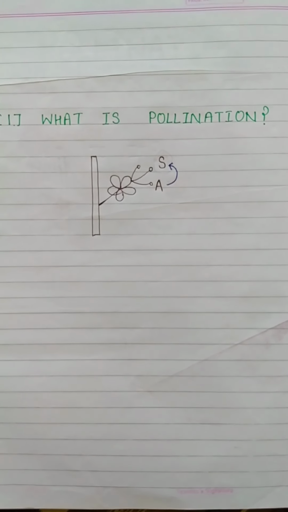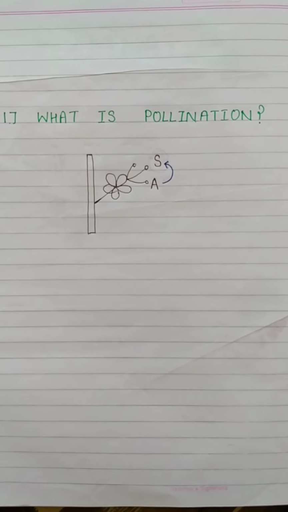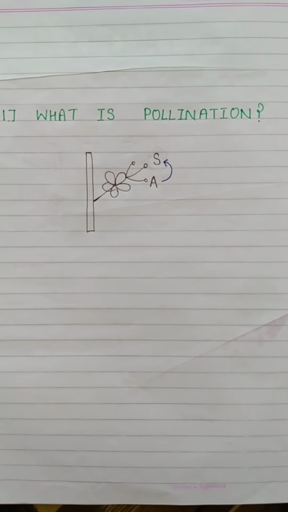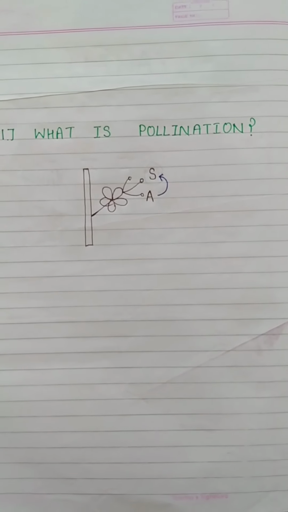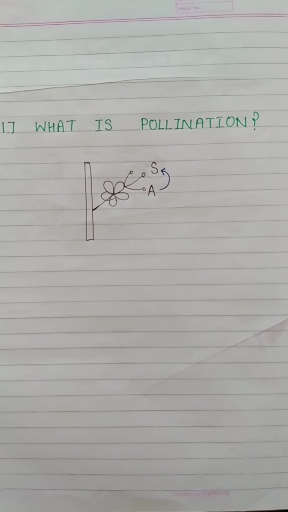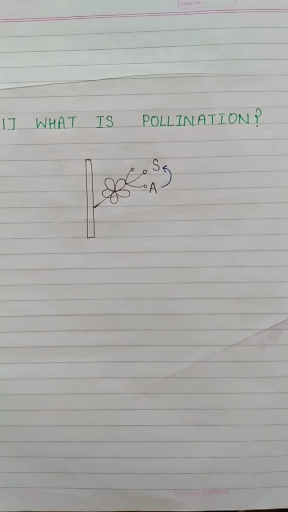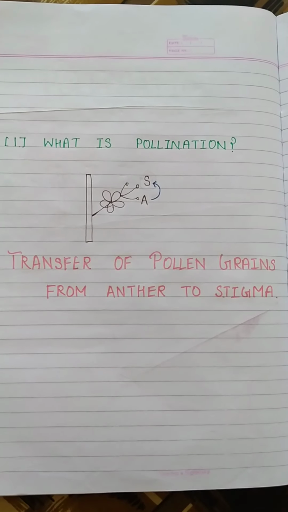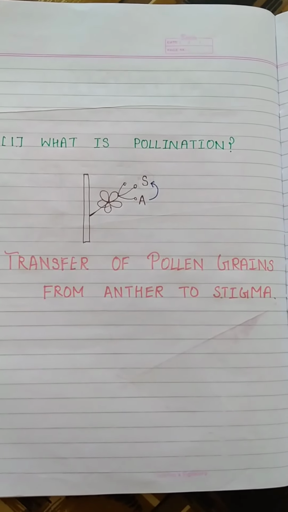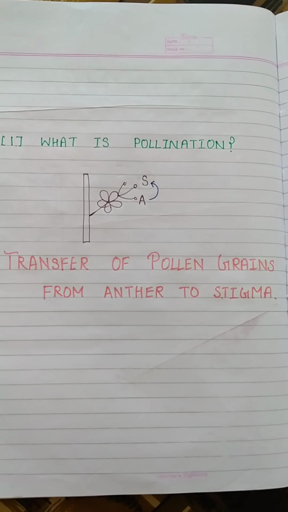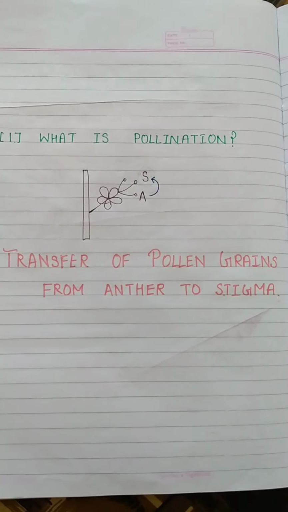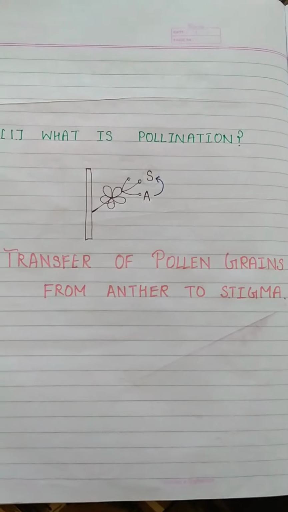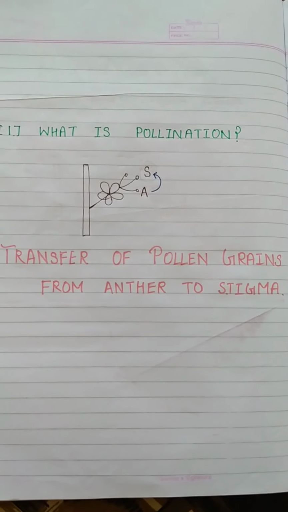So, what is pollination? Here we have a rough figure to understand the mechanism of pollination, in which stigma is denoted by S and anthers are denoted by A. Transfer of pollen grains from anther to stigma is commonly called pollination, which means transfer of pollen grain shed from anther to the stigma of a pistil is termed as pollination.